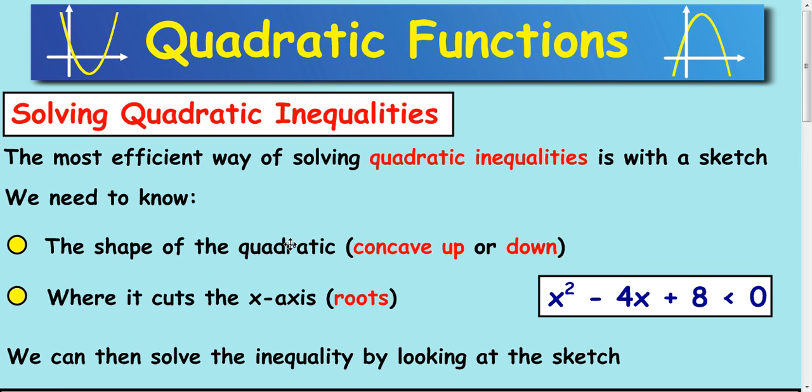Now there's two main things we have to look at here. The shape of the quadratic, concave up or down. If you prefer to think of maximum and minimum, that's absolutely fine. Concave up is a minimum turning point, and concave down is a maximum turning point. And where it cuts the x-axis, the roots, which we've looked at before. We then solve the inequality and look at a sketch.